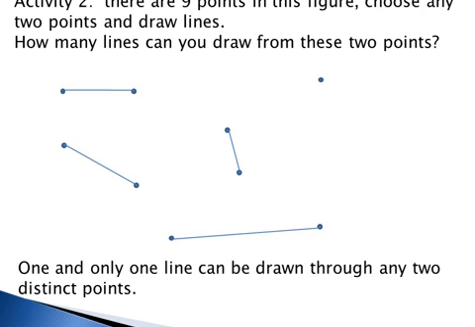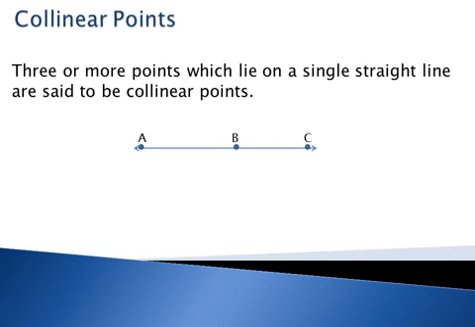Now the second activity. There are 9 points in this figure. Choose any 2 points and draw lines. How many lines can you draw from these 2 points? One and only one line can be drawn through any 2 distinct points. Collinear points: three or more points which lie on a single straight line are said to be collinear points.